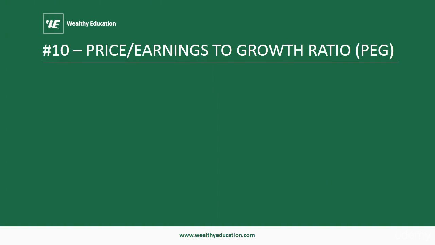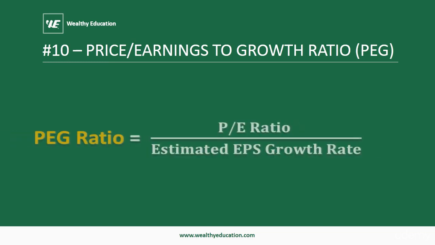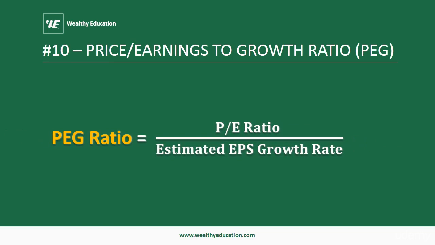In order to assess the current price of the stock, you can use the PEG ratio. PEG stands for price to earnings to growth, and the PEG ratio is calculated by taking the P/E ratio and dividing it by the estimated earnings per share growth rate. Similar to other financial ratios, you don't need to calculate this ratio because it's always available for free on the internet. The PEG ratio reflects how the current value of the stock is compared to its future growth.